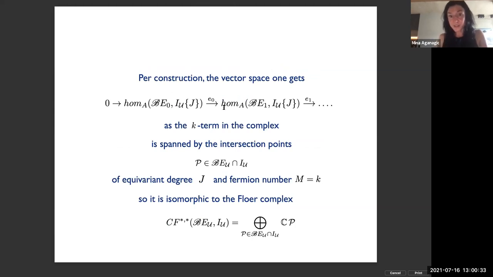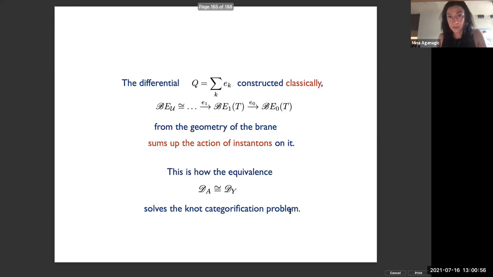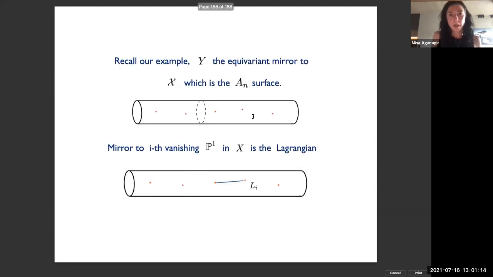In fact, per construction, the vector space that you get at the kth term in the complex is simply spanned by intersection points of the two branes of equivariant degree J and Maslov index K. So the complex is isomorphic to the Floer complex. The differential, constructed classically from the geometry of the branes, simply sums up the action of instantons. So this is how the algebraic description, or in a sense mirror symmetry, solves the knot categorification problem. So let me just give one example.